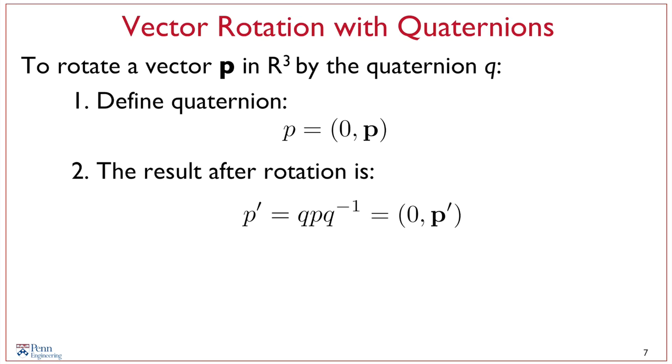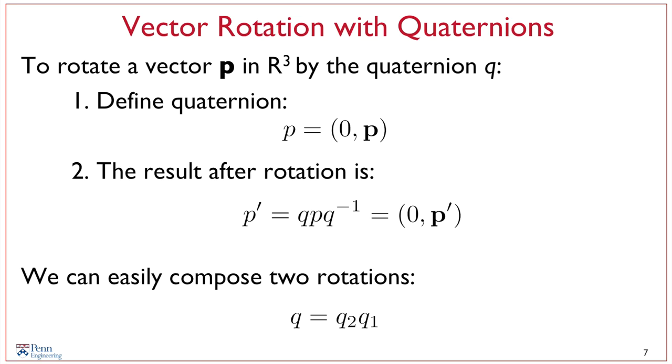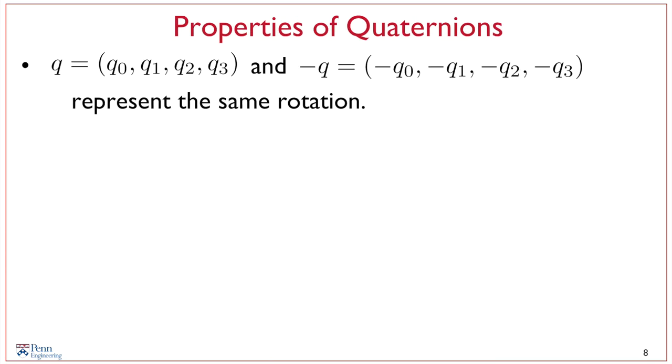It is also easy to compose rotations in the quaternion representation. A rotation of q1 followed by a second rotation q2 is represented by the quaternion q equals q2 times q1, where again we are taking the quaternion product of q2 and q1. Like the axis angle representation, there are two quaternion representations for each rotation. q and negative q represent the same rotation.